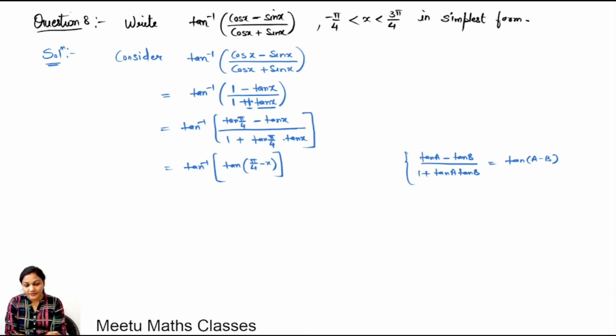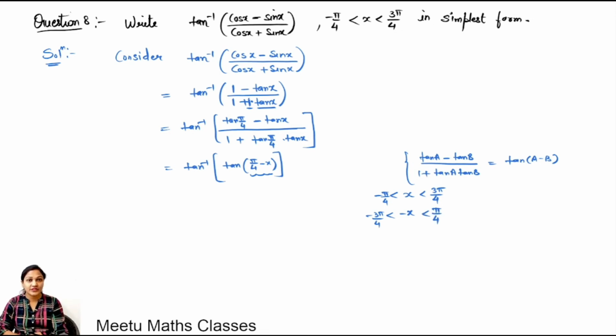Now, we are going to check whether this pi by 4 minus x is in the range of tan inverse or not. Our x is lying between minus pi by 4 to 3 pi by 4. So, minus x will lie between minus 3 pi by 4 to pi by 4.